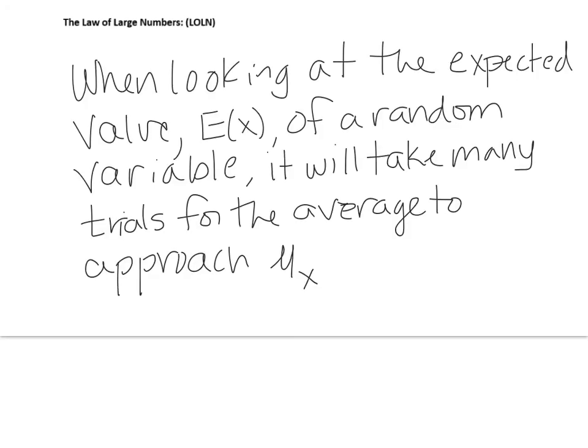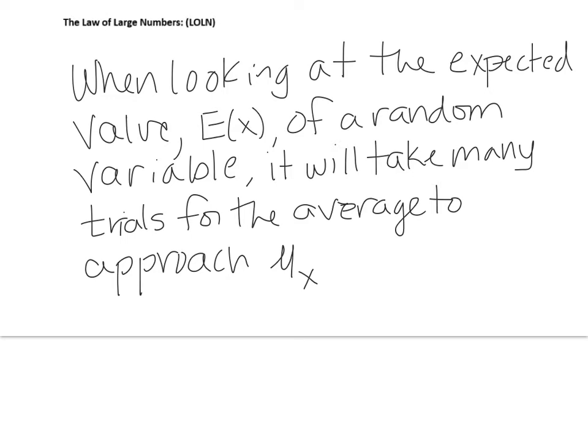So let's first talk about this idea of the law of large numbers. When it comes to the law of large numbers with respect to expected values and averages for a random variable, what we're talking about here is the average approaching the expected value E(X) of a random variable over many trials. We've seen the law of large numbers before in terms of randomness, that something random will become predictable over a large amount of trials.